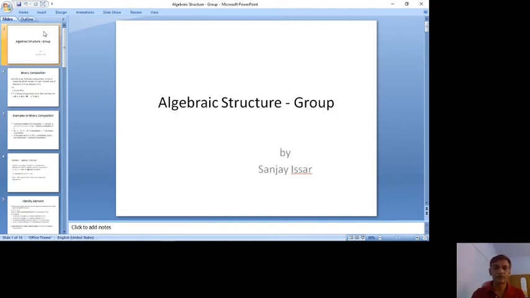Today we are going to talk about an algebraic structure called group. But before talking about group, we need certain terms. So let us define those terms first.